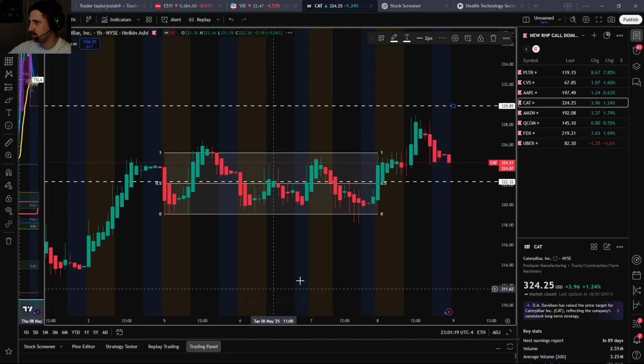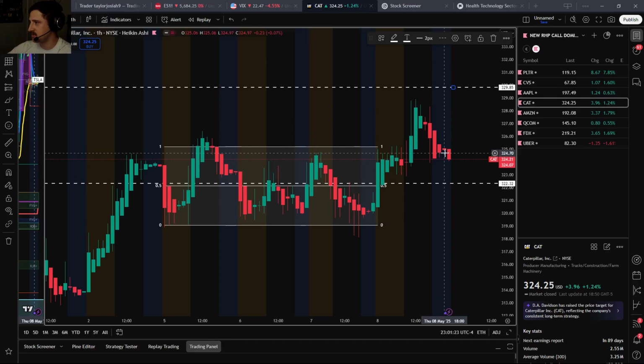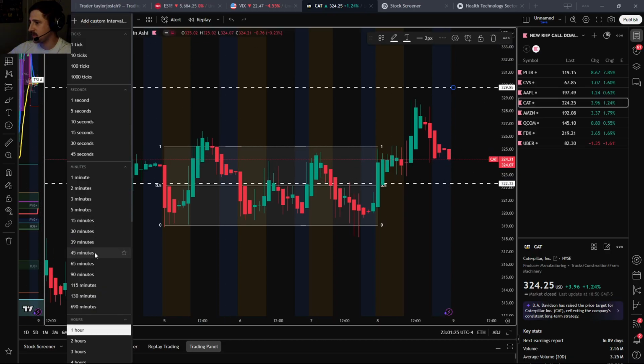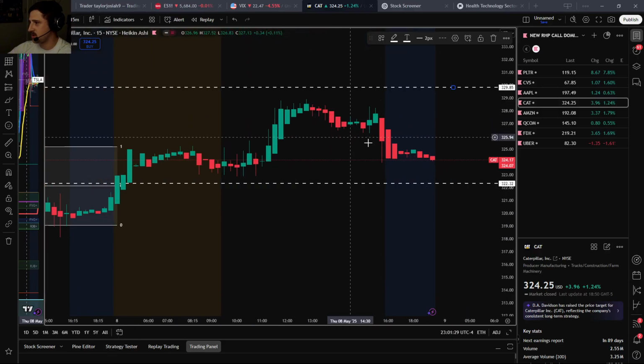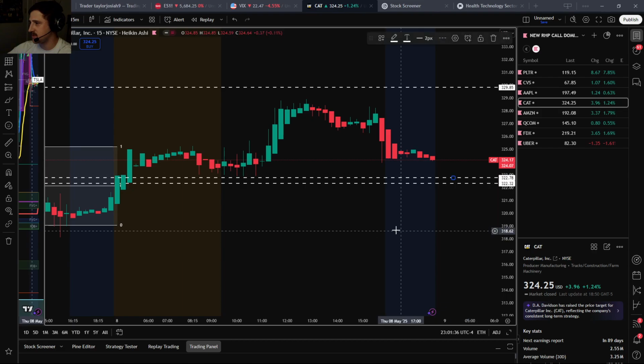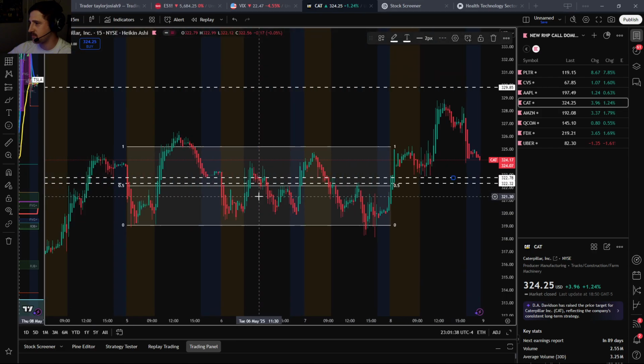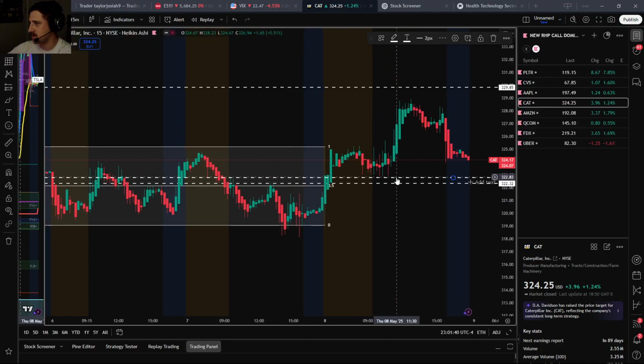Let's look at this in the hourly. Okay, we'll see if we continue to get this run down. Alright, looks like we're in a small little channel. See if this 322 holds right here. This looks like a key area of support for right now, as this has held.